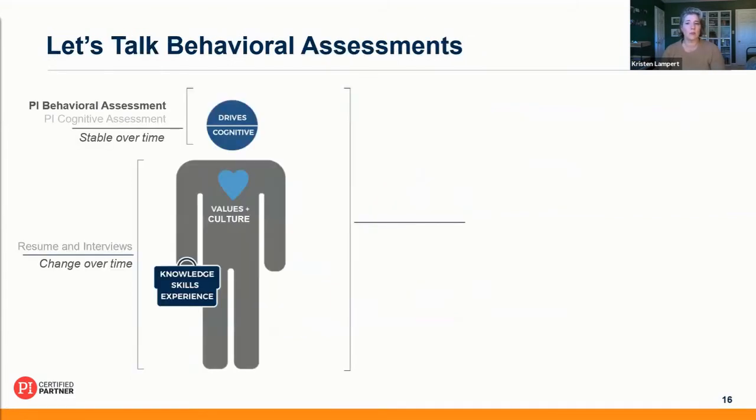The second thing I want to touch base on is behavioral assessments. So we just talked about cognitive, and that is typically a 12 to 20-minute questionnaire that really is measuring reasoning. And now we're going to dive in a little bit more into behavioral assessments. So does anyone use behavioral assessments right now in their environment? You're welcome to chime in if you'd like.